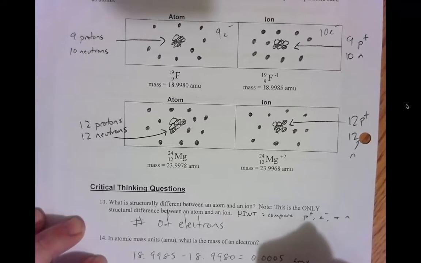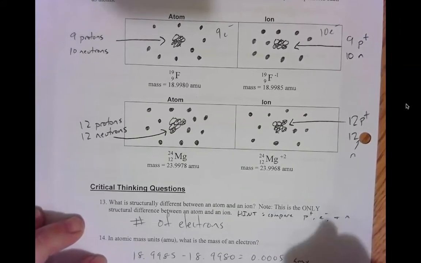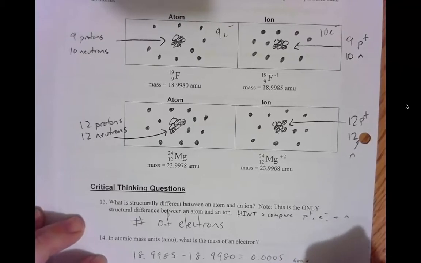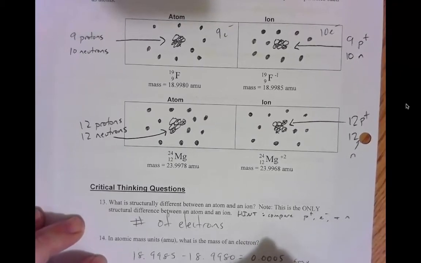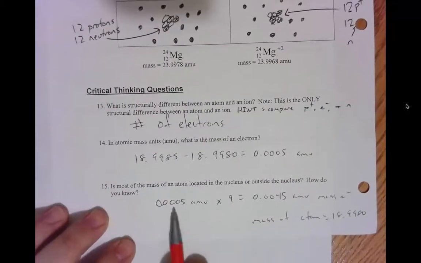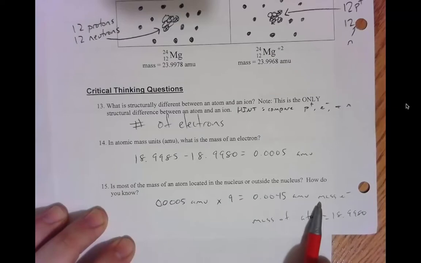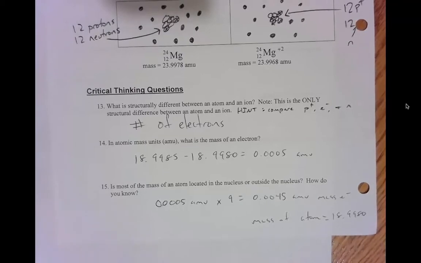0.0045 AMU. So now you have to compare the mass of the electrons to the mass of the atom, which is 18.9980. Sorry guys. So we multiplied by 9 to get 0.0045 AMU for the mass of the electrons. We know that the mass of the atom is 18.9980. So we compare. All of the mass comes from the protons, neutrons, and electrons.